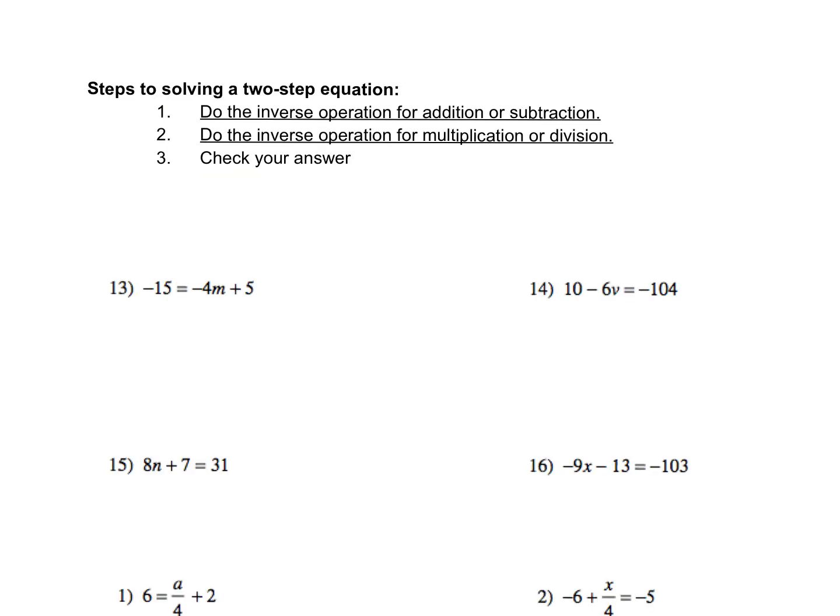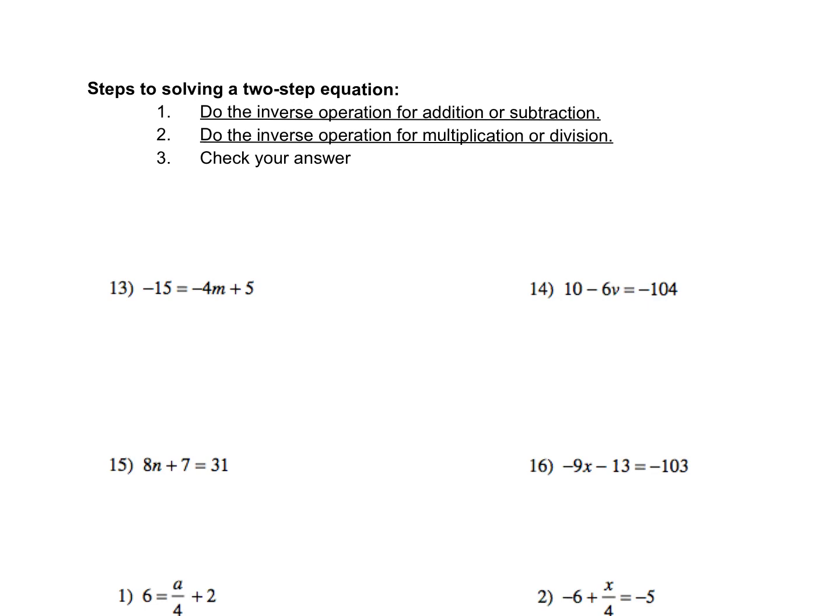Now, on to two-step equations. So our steps for doing two-step equations, of course, there's 2 steps that are underlined. So you do the inverse operation for the addition or subtraction, then you do the inverse operation for the multiplication or division. So it's really just combining the 2 types of one-step equation that we did before.